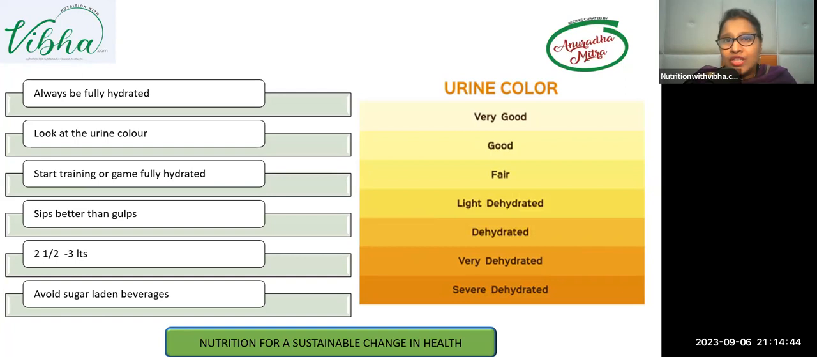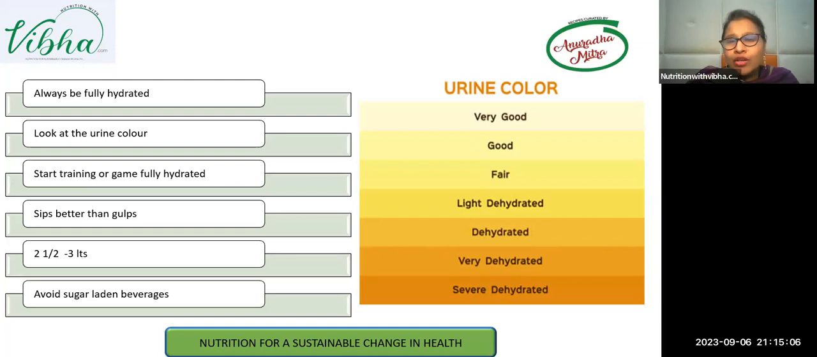We don't want it absolutely like water, which means there is something wrong with the kidneys, but it will have a little color. Light straw color, that is what you are aiming for. If sometimes, like when you're going to school, your urine is a little darker in color, it means you have not been consuming water.